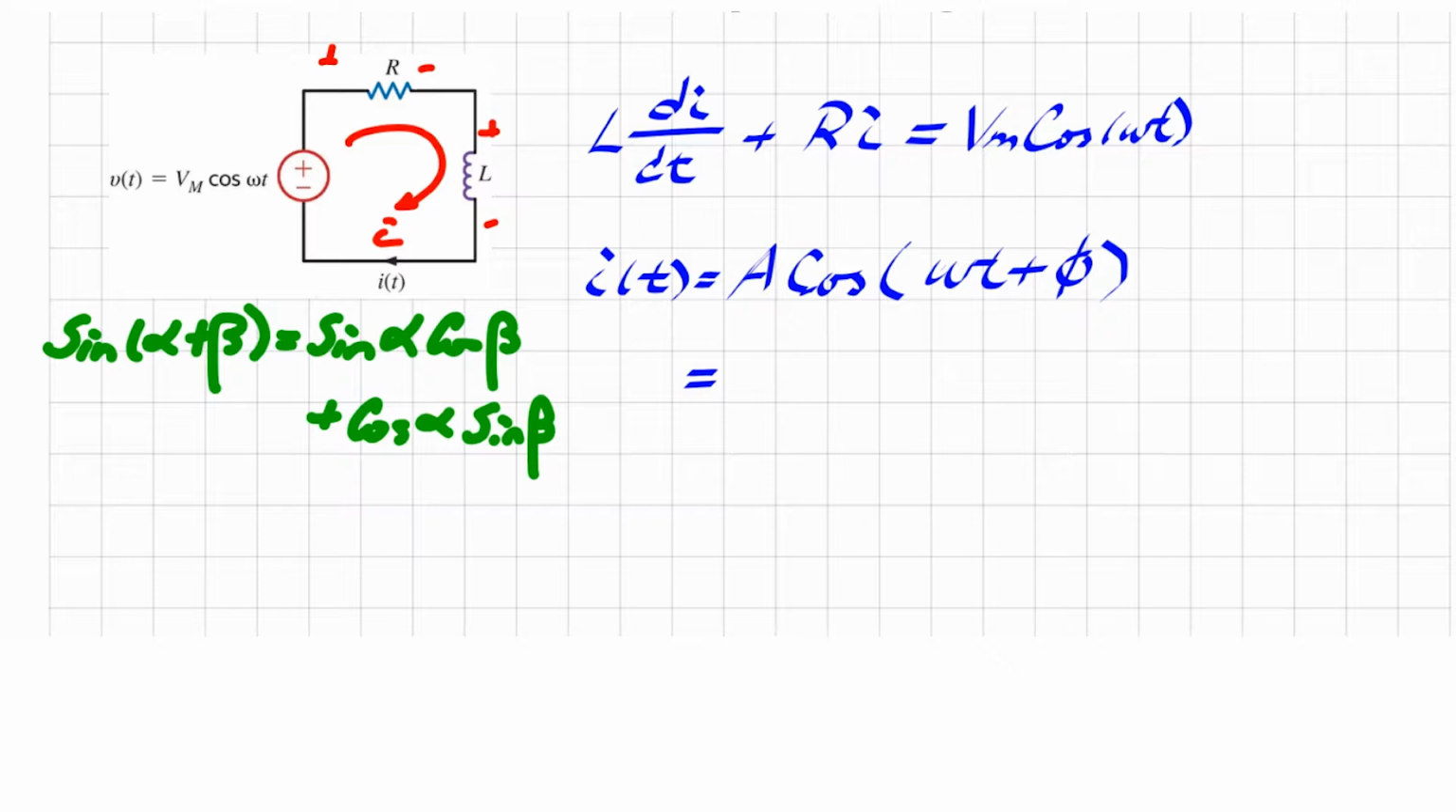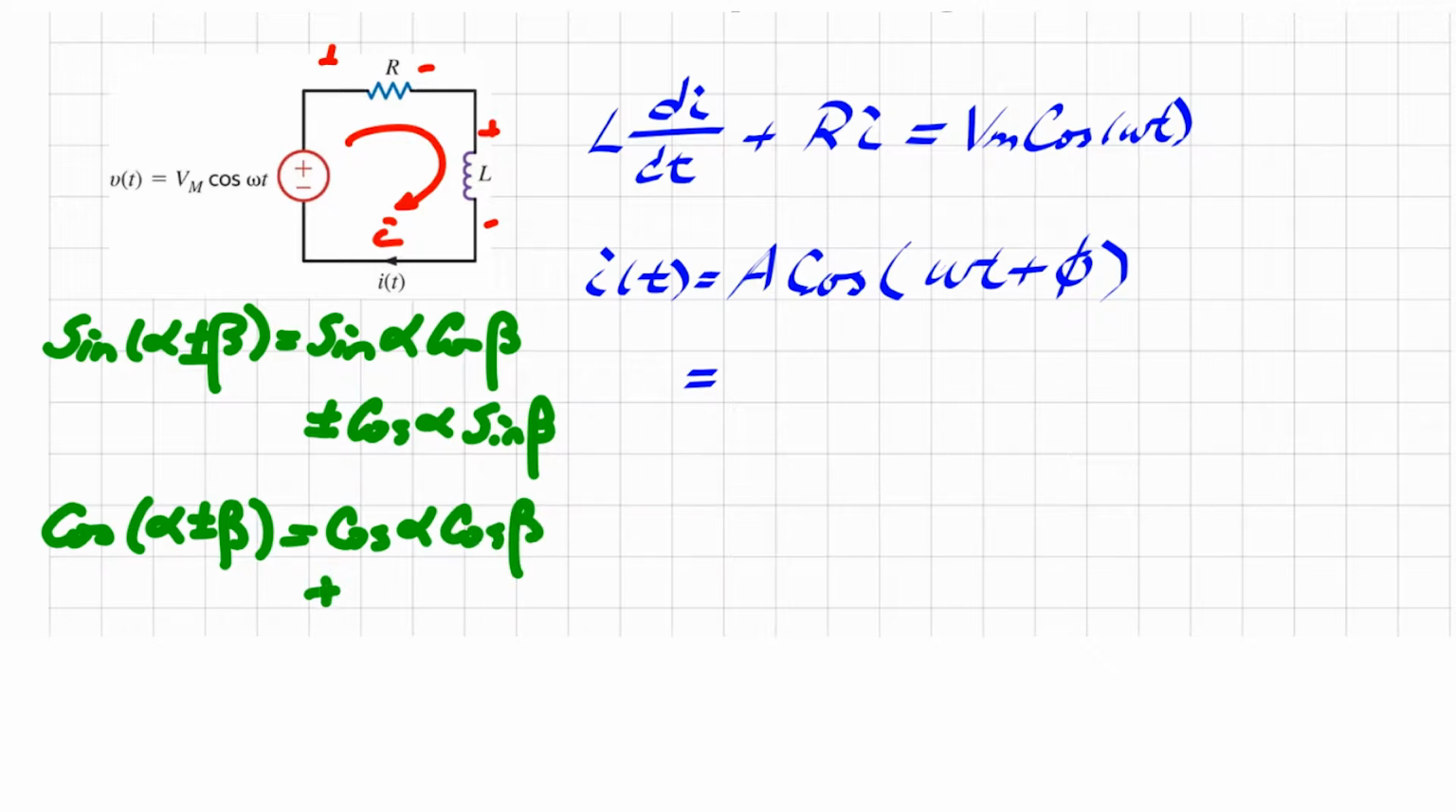Now, what if we have alpha minus beta? That equation has the same form except it's minus. And for the cosine, we also have a similar form. If we have cosine of alpha plus or minus beta, that will be equal to cosine alpha times cosine beta, minus or plus sine alpha times sine beta. This is a third set of trigonometry identities that we're going to use frequently.